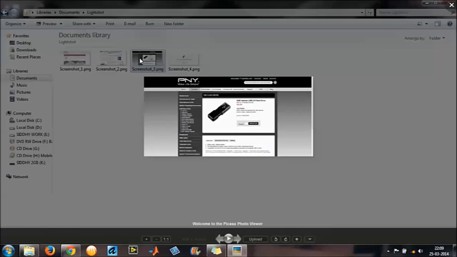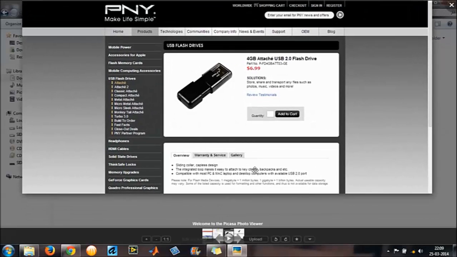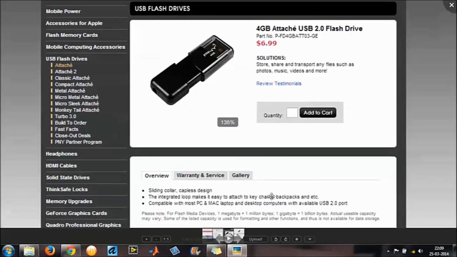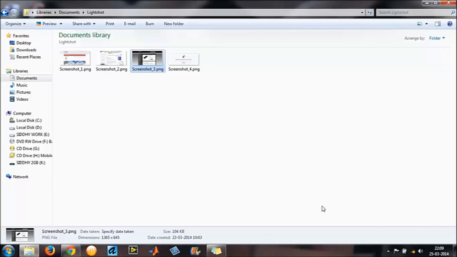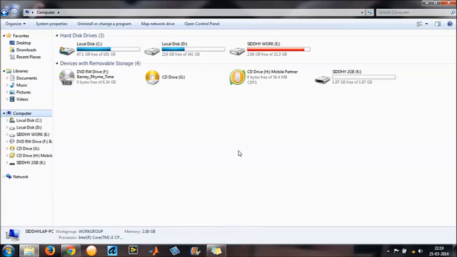Here I have taken an excerpt from the PNY website. It is one of the leading manufacturers of portable storage devices. He clearly states that 1 megabyte is 1 million bytes, 1 gigabyte is 1 billion bytes. 1 million is 10 power 6 and giga is 10 power 9. That's what he says. Okay, let it be the case. Then why are we losing the space? We are not losing any space. It is the way Windows interprets the storage devices that makes these values turn up.